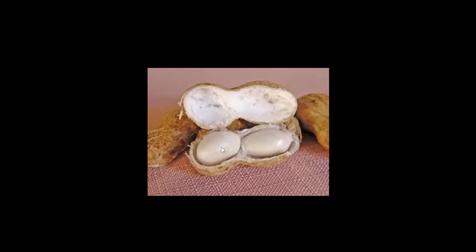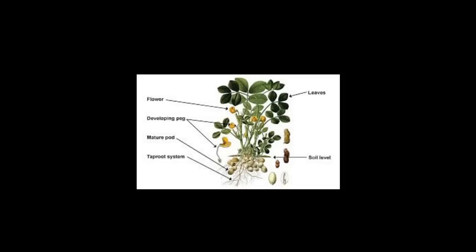So inside here, we now have the fruit or the seed. You can see this is the pod. When you open the pod, you have the seed inside it. So that is what it looks like. Are we together? So this is how the plant looks. And it is hypogeal in nature.